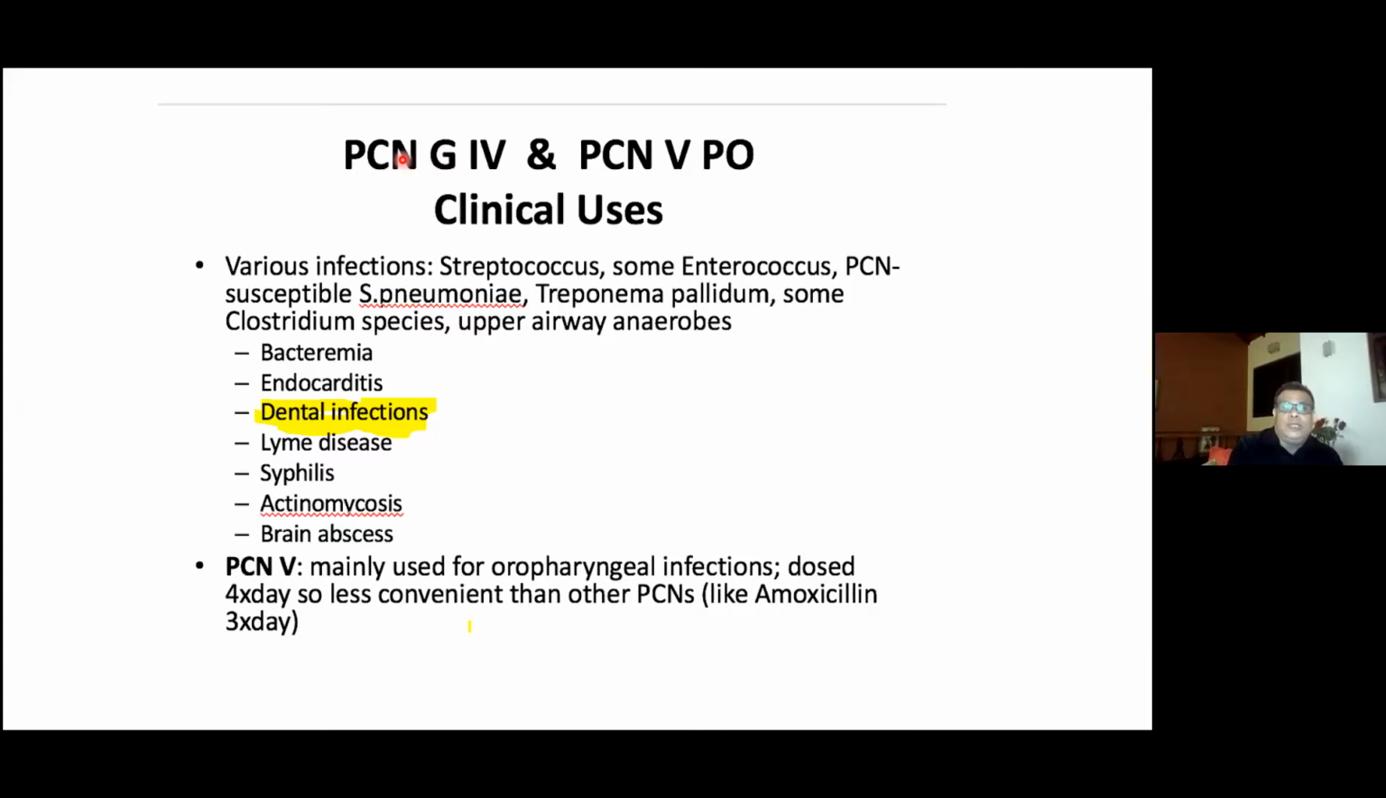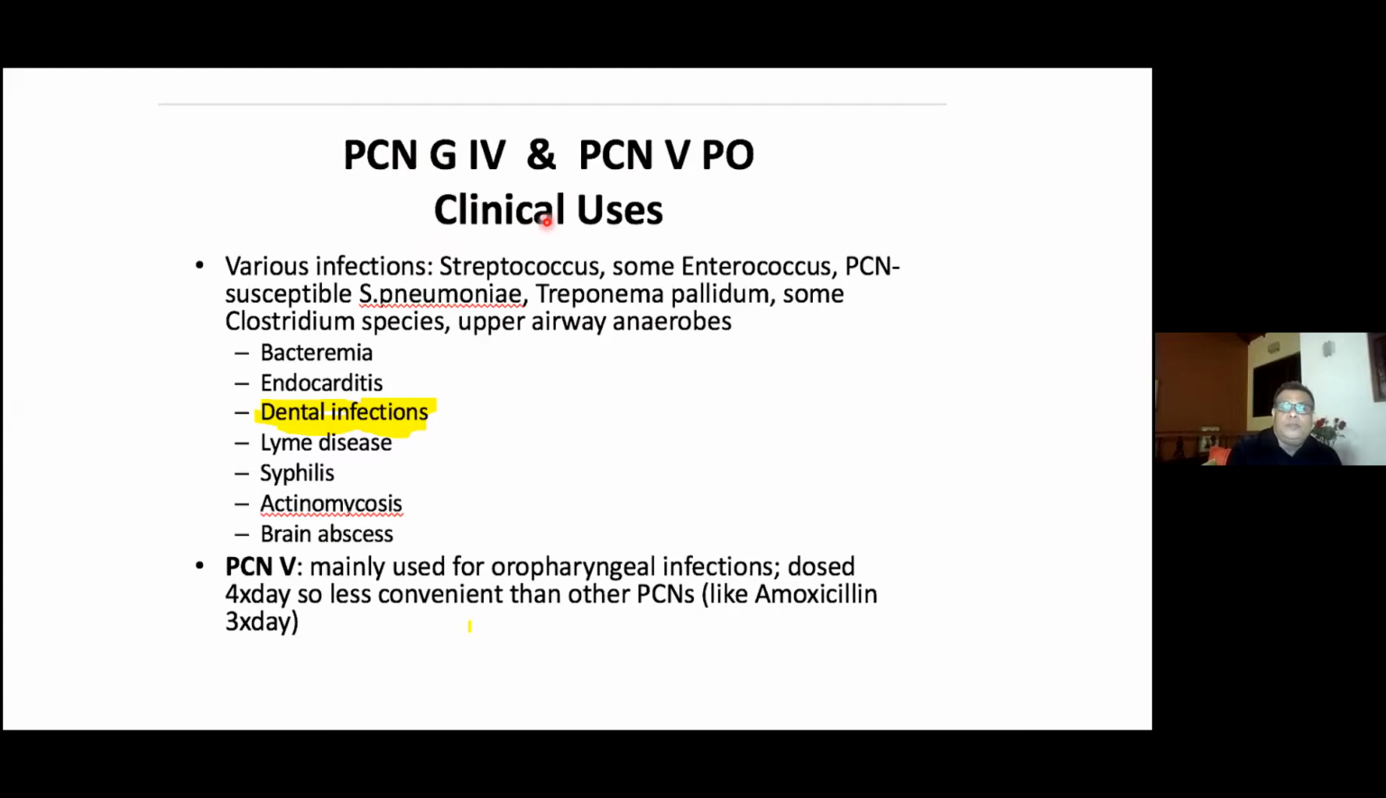So penicillin G is the first preparation, which is not stable in acids. So it has to be given by the parenteral route. The first penicillin produced is given parenterally. Later, they developed the technique and produced gastric acid-resistant penicillins, which are called oral penicillins.